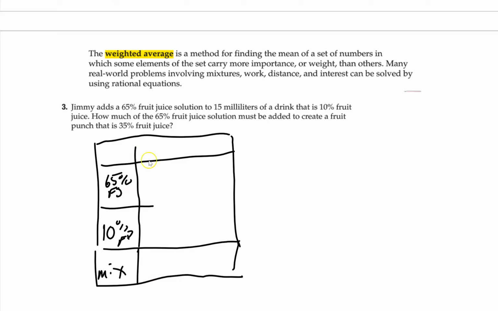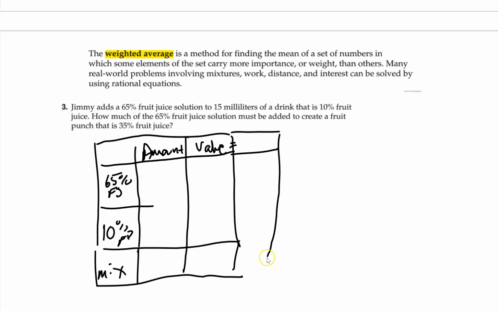Okay, so what we need here is this. We need the amount. We need the value. That's equal to our total here. Right, so what do I mean by that? So first let's talk about our amount here. So Jimmy's adding some amount of 65% fruit juice to his 15 milliliters of 10% fruit juice. And we're trying to say, hey, how much should he add of that 65% to get 35% fruit juice? So this, we don't know how much. We're trying to figure out how much he's going to add of that. I do know I have 15 milliliters of the 10% one.